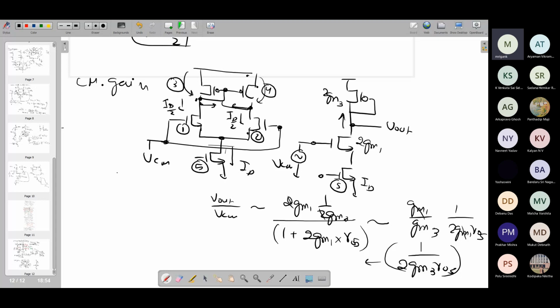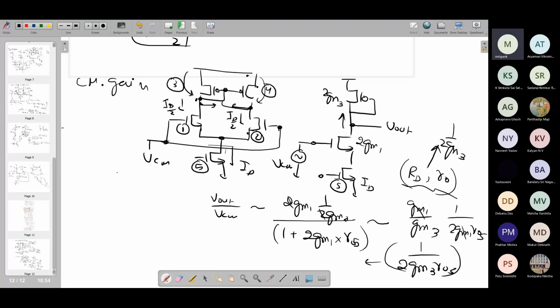Now here, as compared to the previous value, the common mode gain is lower because the load is basically a direct connected load as compared to the earlier case where it would be RD or RO. So as compared to that, here we are having only 1 upon GM2, GM3, which is lower, and therefore we can say that the common mode gain is lower, which is advantageous. We want a lower common mode gain.